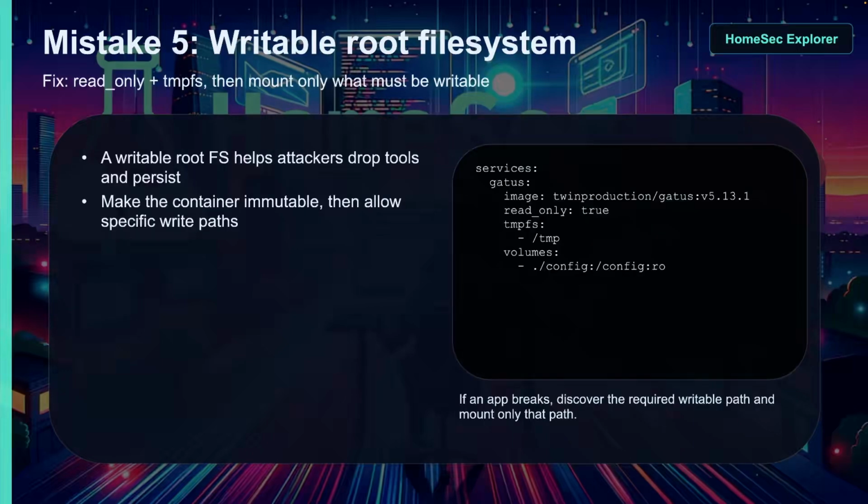Mistake 5. Containers with a full read-write root file system. If a container gets compromised, a writable file system makes it easy to drop tools, modify files, and add persistence. Make the root file system read-only, then explicitly allow writes only where needed. Add read-only true. Add tmpfs for temp and run. And mount a volume only for the app's writable data path. Read-only by default. Writable only on purpose.